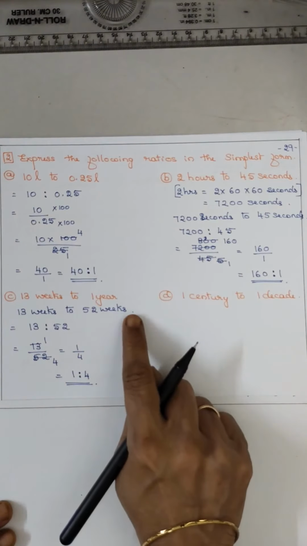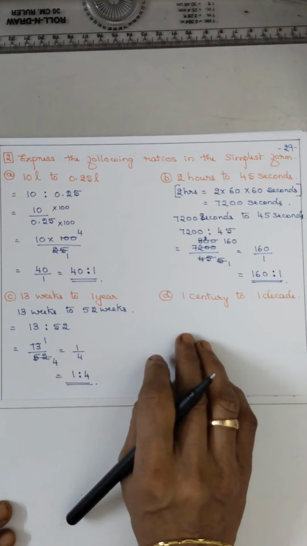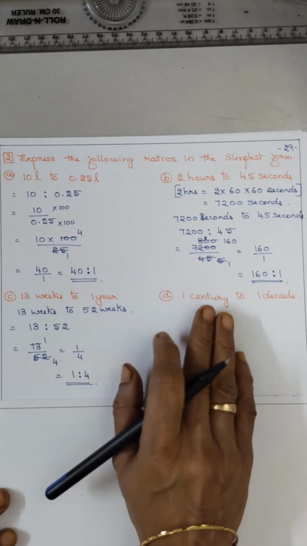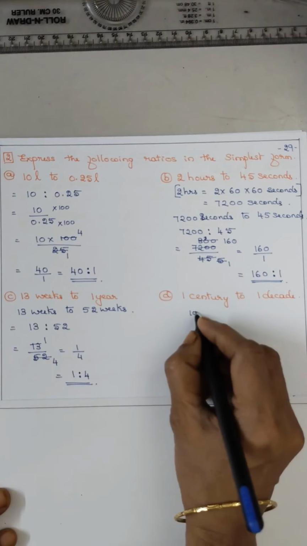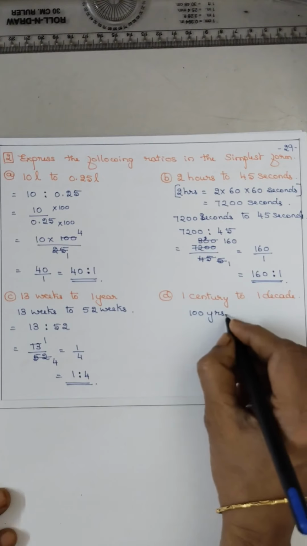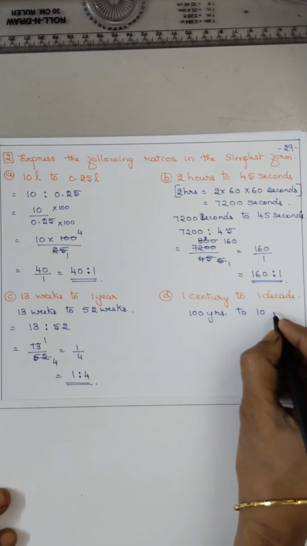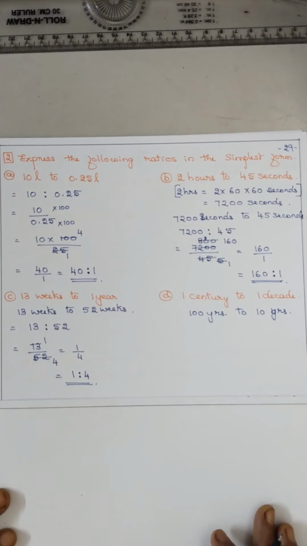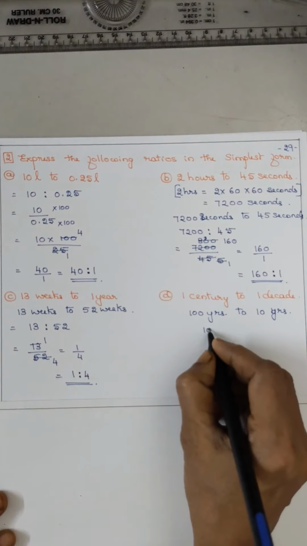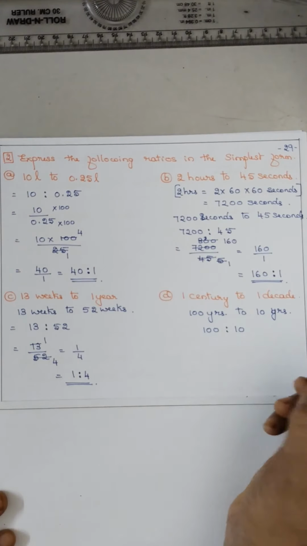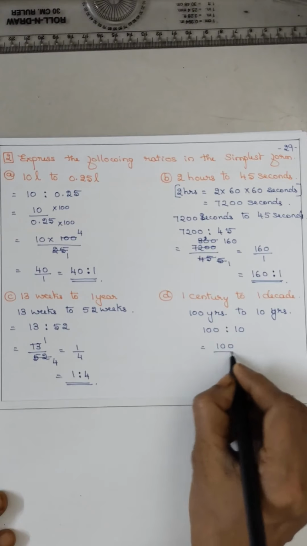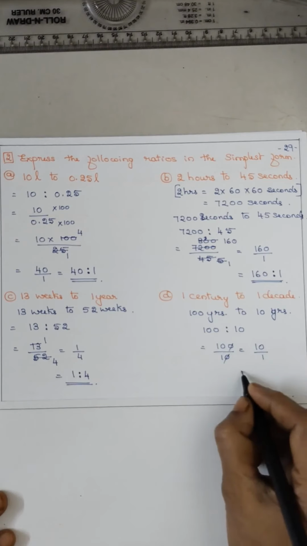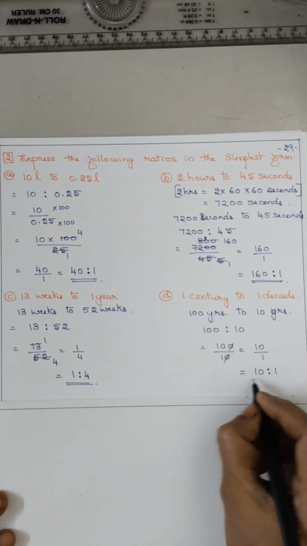These all units you should remember. Now 1 century and 1 decade. Now 1 century is equal to 100 years to 1 decade is equal to 10 years. Convert both into years. So it will be 100:10. That is 100 upon 10. 0, 0 cut. 10 by 1. So it is 10:1.